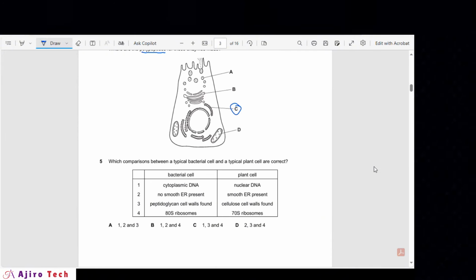Which comparisons between a typical bacterial cell and a typical plant cell are correct? Cytoplasmic DNA, nuclear DNA. That seems to be correct. No smooth ER present, smooth ER present. That's also correct. Peptidoglycan cell wall, cellulose cell wall. Also correct. The 80S ribosomes are for the plant cell and 70S ribosomes for the bacterial cell, so this is supposed to be the other way around. So the only correct ones are 1, 2, 3. This is option A.